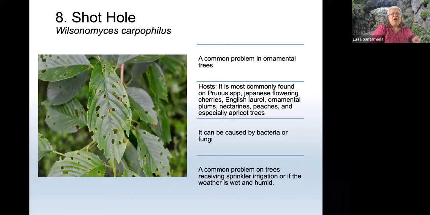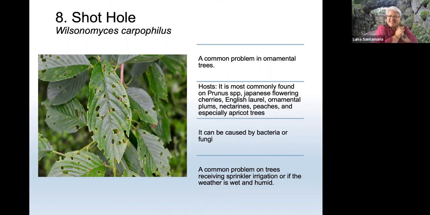Now, the shot hole, that is another interesting pathogen. When I arrived here, that was the main thing. Several workers asked me, what can we do with the shot hole? Oh, okay, let me show what that one is. That was 13 years ago.